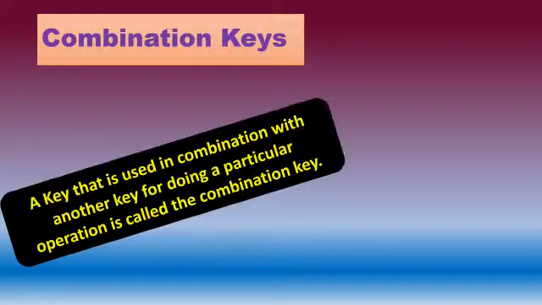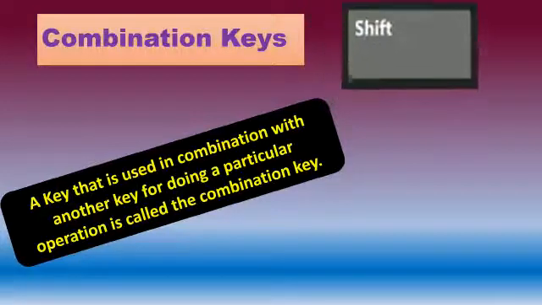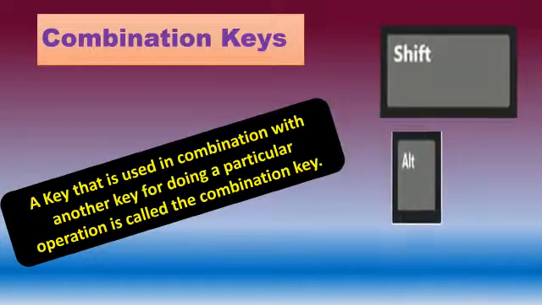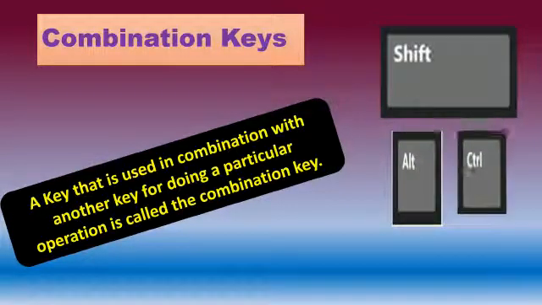Do you know, children, what is a combination key? A key that is used in combination with another key for doing a particular operation is called the combination key. For example, Shift key, Alt key, and Control key.